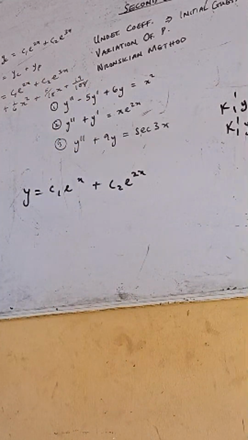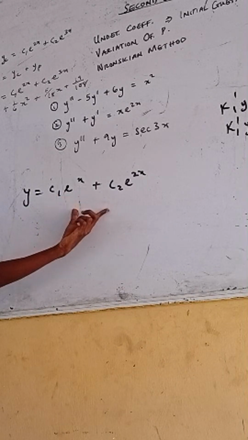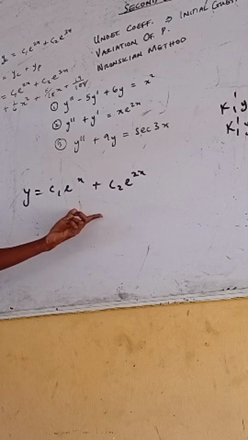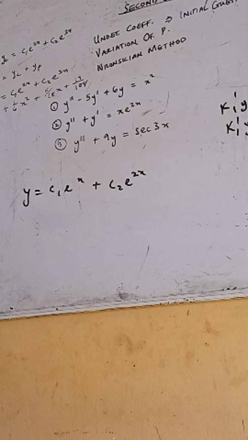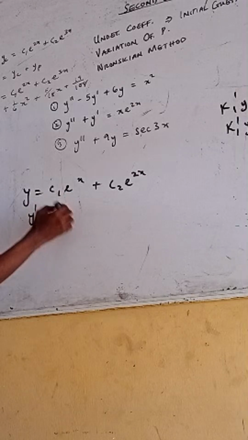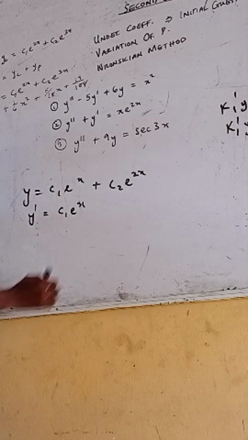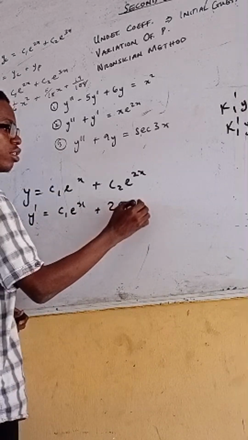You should be able to do this. The number of arbitrary constants in any function they give you like this is the order of the ODE that you get. So this one now, you differentiate it twice and you get the second order ODE. Can you do it? So you differentiate. Y prime equals what? C1 e raised to power x plus 2c2 e raised to power 2x.